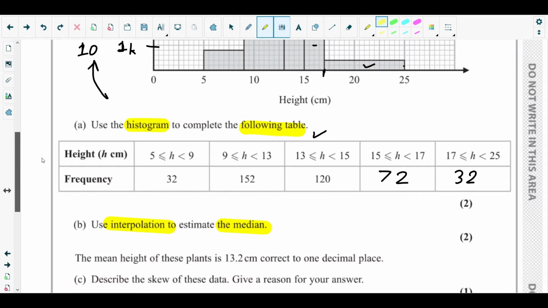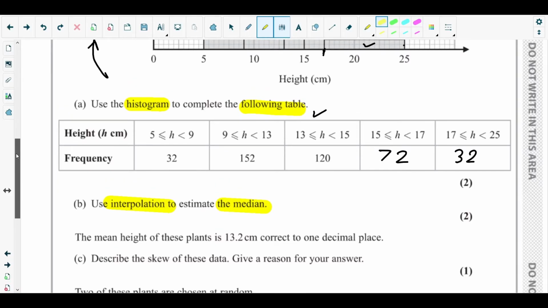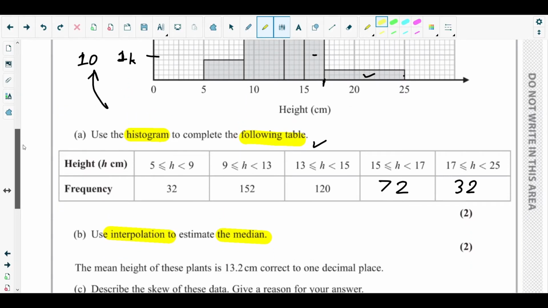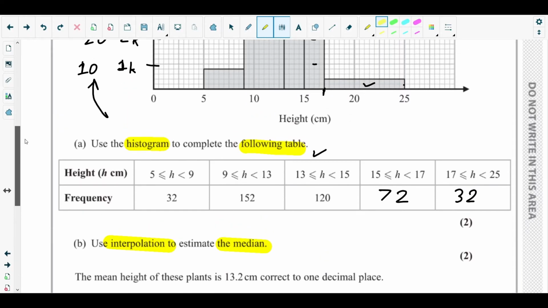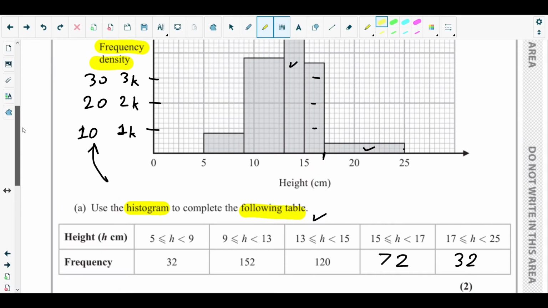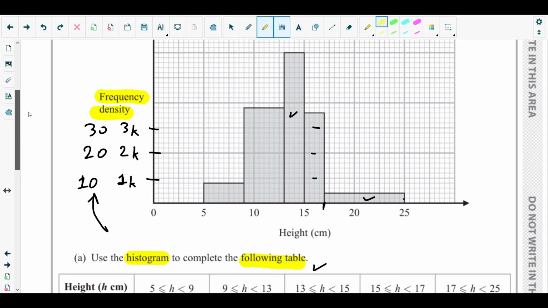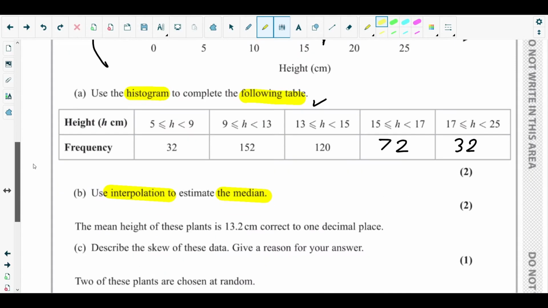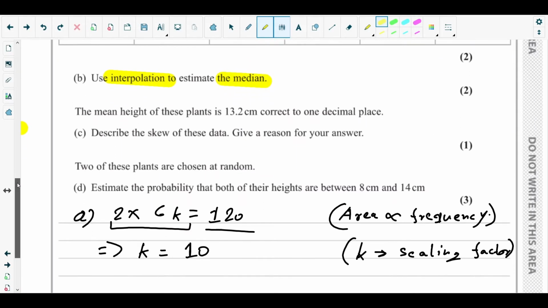Most students find it very difficult to memorize the formula for interpolation. So basically, I can show you a formula that will make your process very easy for finding the median using interpolation. First, we will find the median class. The median class is the class where the middle value, that is Q2, lies. So how can you figure this out? Let me show you.